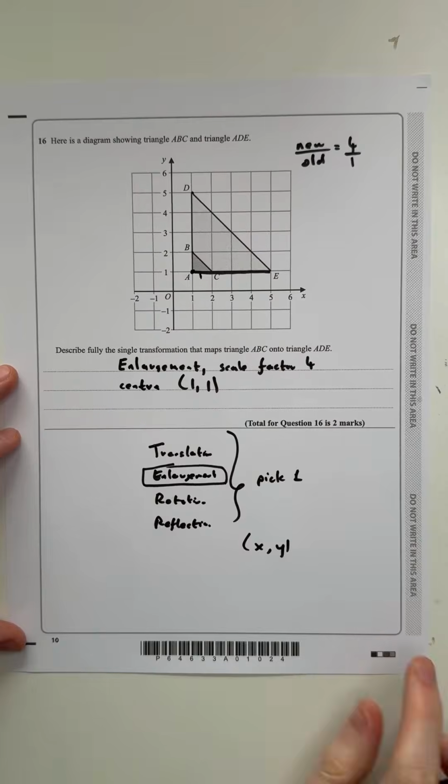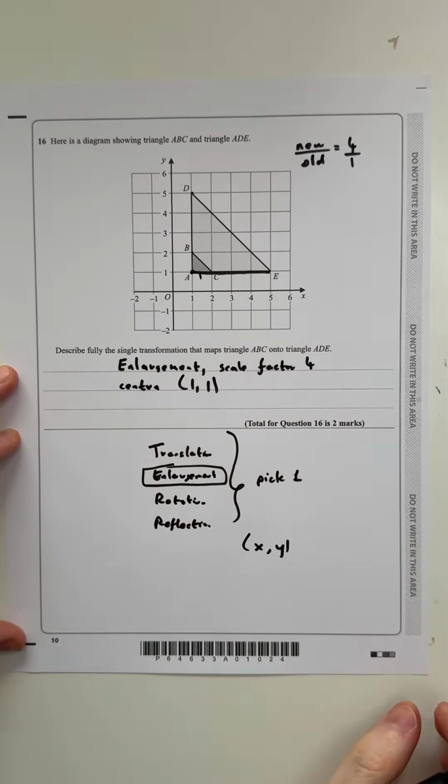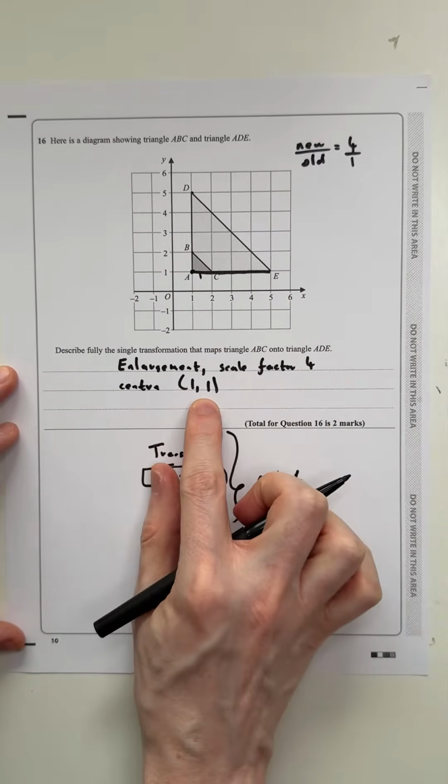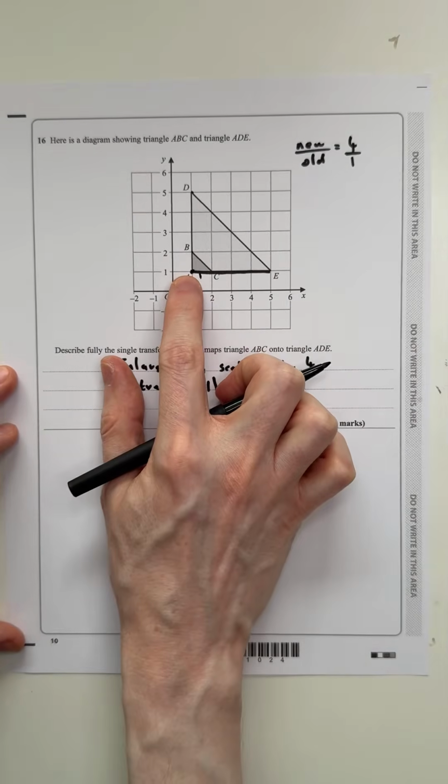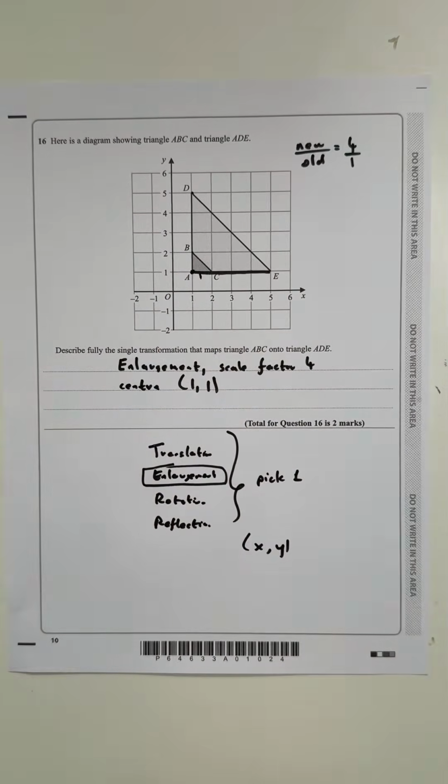So for 2 marks, you must give enlargement. You must give the scale factor. The scale factor is what each length has been multiplied by, so you divide the new length by the old length. So the scale factor is 4. And the center is where, if you match up corresponding vertices and draw a line, they will meet, and they meet here at 1, 1. So the center is 1, 1.